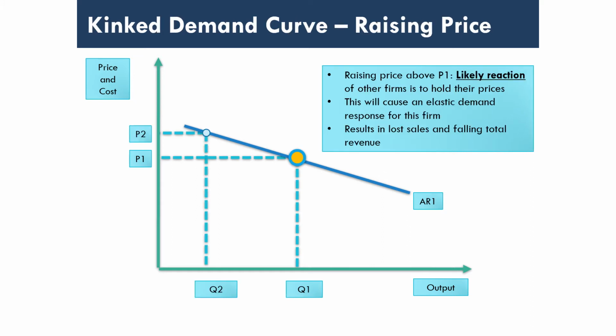Okay, so let's have a look. If we raise our price above P1, what's the likely reaction of other firms? It's likely that other firms will hold their price at P1. So this is going to cause an elastic response in terms of demand. If I raise my price from P1 to P2, I'm going to lose a lot of demand. I'm going to lose a lot of customers, a lot of market share, Q1 down to Q2. So I face quite an elastic response when I raise my price. This will result in lost sales and falling total revenue.